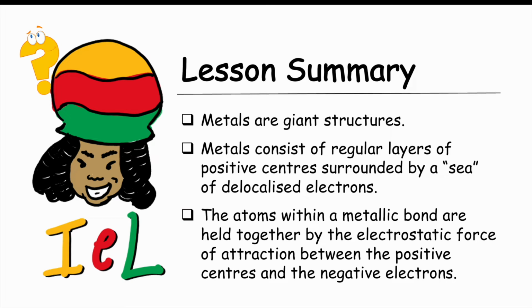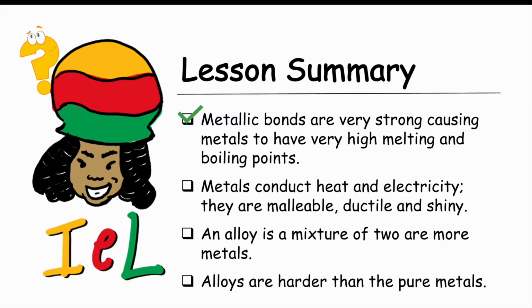Here are our lesson summary points. Metals are giant structures. Metals consist of regular layers of positive centers surrounded by a sea of delocalized electrons. The atoms within a metallic bond are held together by the electrostatic force of attraction between the positive centers and the negative electrons. Metallic bonds are very strong, causing metals to have very high melting and boiling points. Metals conduct heat and electricity. They are malleable, ductile, and shiny.